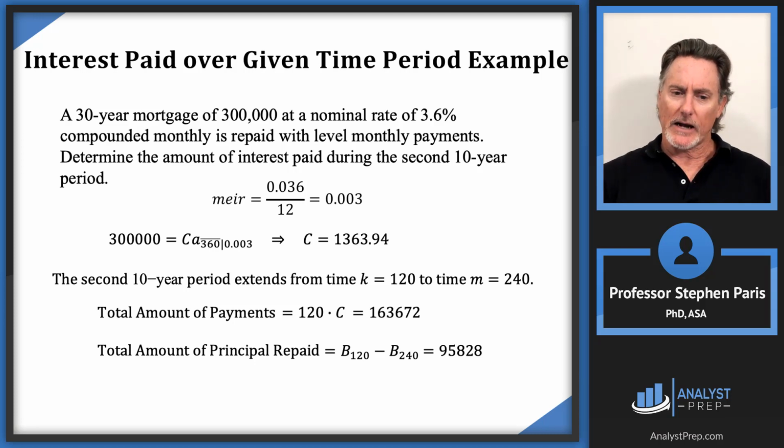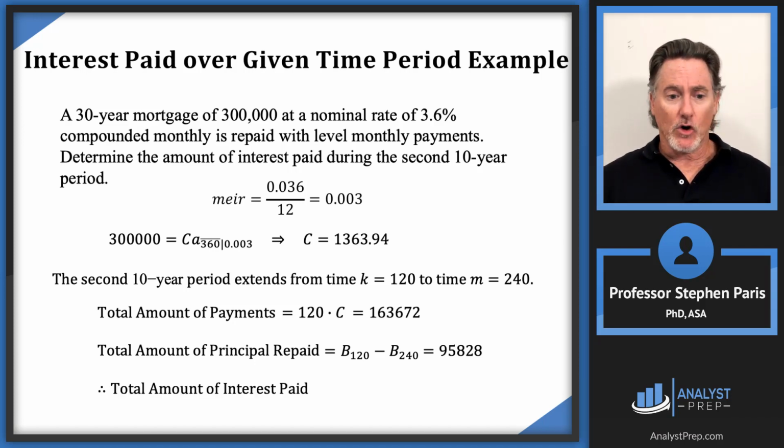I'm going to focus more on the calculation of these numbers in just a second. I just want to get through the big picture idea first. So you calculate the total amount of the payments, and then the total amount of principal repaid is an easier calculation because that's just the difference between the balances. We saw all of this in the learning video for this material.